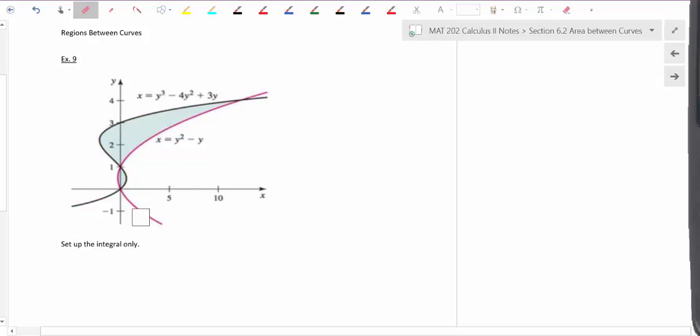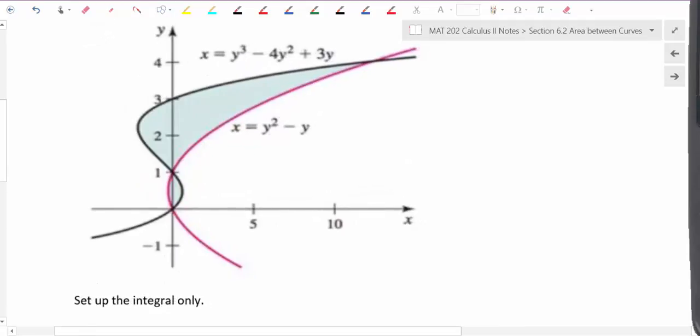So the idea, if you look at this for a minute, is we've got two regions we have to consider. In this region right here, the function on the right is this one, and the function on the left is this one, but then up here it changes. Then this becomes the function on the right, and that becomes the function on the left. So we actually have two regions. I'm going to call that region 1 and that region 2, and we're going to integrate this in the y direction.